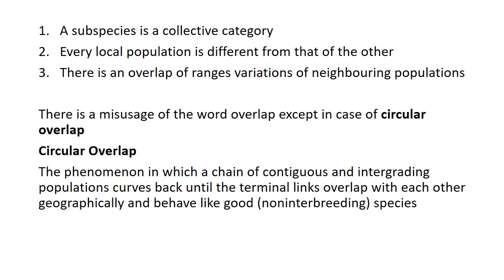The ranges of variation of neighboring populations overlap, due to which there cannot be an assignment of populations to the subspecies. There is a misusage of the word overlap, except in the case of circular overlap. Circular overlap is defined as the phenomenon in which a chain of contiguous and intergrading populations curves back until the terminal links overlap with each other geographically and behave like good non-interbreeding species. So the term overlap can only be used for the breeding ranges of two species. However, it cannot be used for the breeding ranges of subspecies, except in the case of circular overlap.